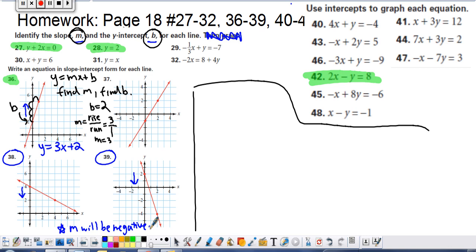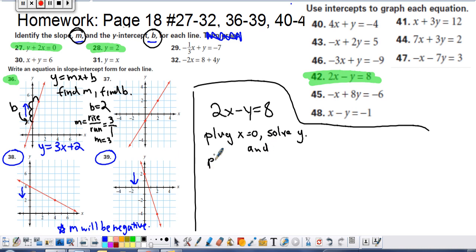All right, last ones. Use the intercepts to graph these equations, and these are actually really easy. So remember from our notes today that in order to use the standard form equation, 2x minus y equals 8, properly, you plug in x equals 0 and then solve for y. And also, plug in y equals 0 and solve for x. All right, so let's do that.